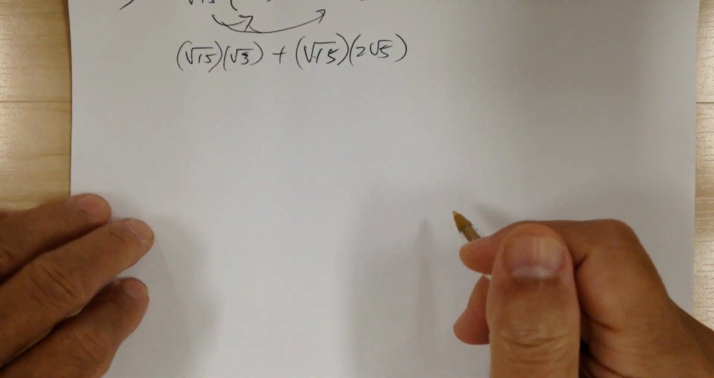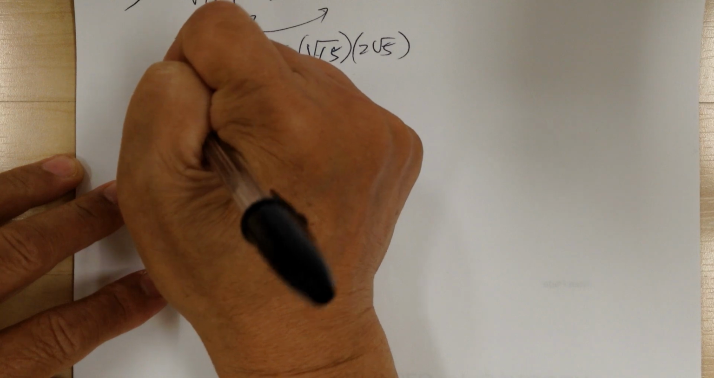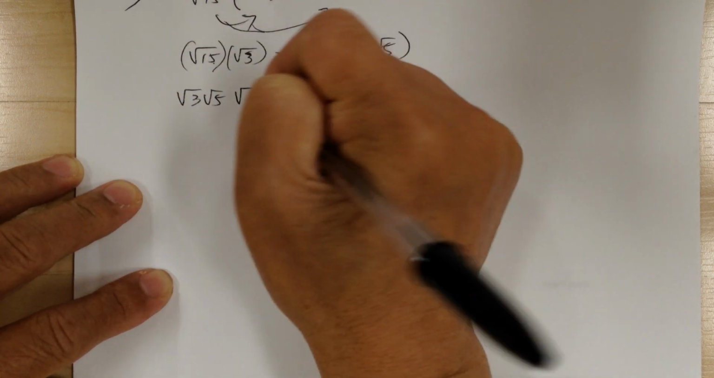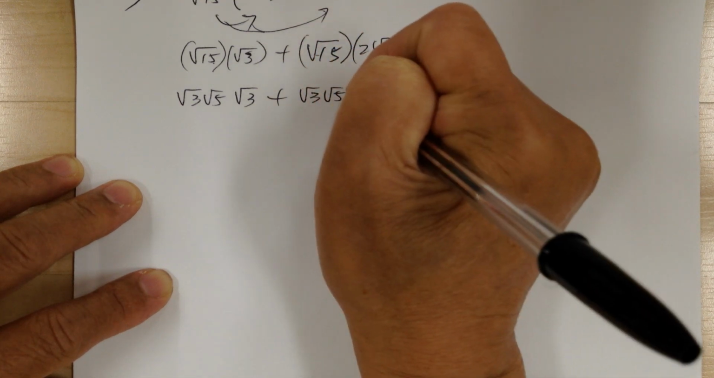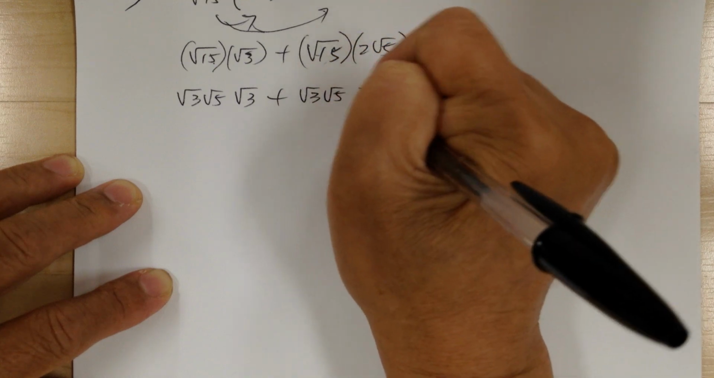Then I'm going to break it down into small parts. So 15 becomes square root of 3 times square root of 5, and this is 3. Again, 15 I'm going to break into square root of 3 and square root of 5. Normally you want to take out a perfect square, but there's no perfect square here.